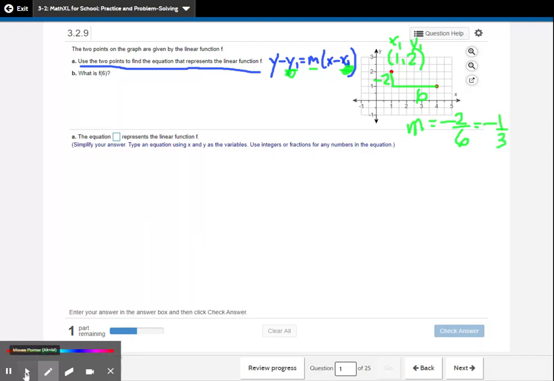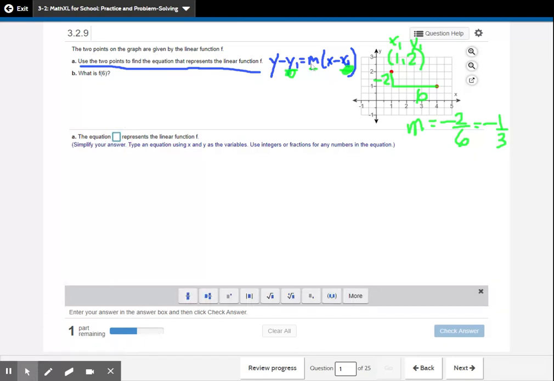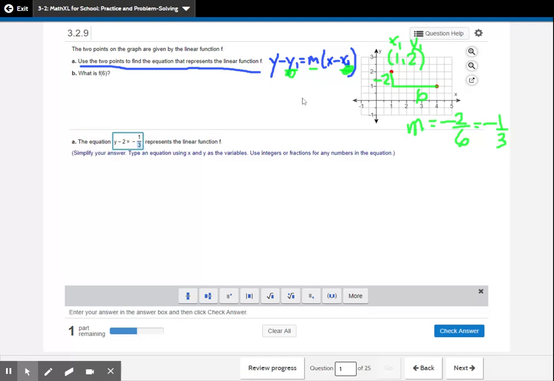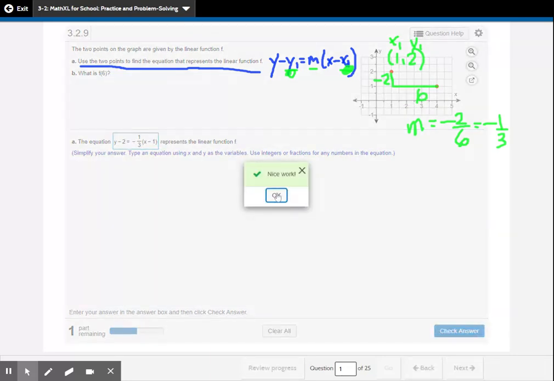Okay, so what is my equation? We're going to plug these values in. I'm going to use this formula, and I'm going to say y minus the y value, which is 2, equals m, which is -1/3, and in parentheses, x minus the x value, which is 1. You can actually use either one of those points. So this could be y minus the y value here, which is 1, times x minus the x value, which is 4, and you would end up getting the same thing.